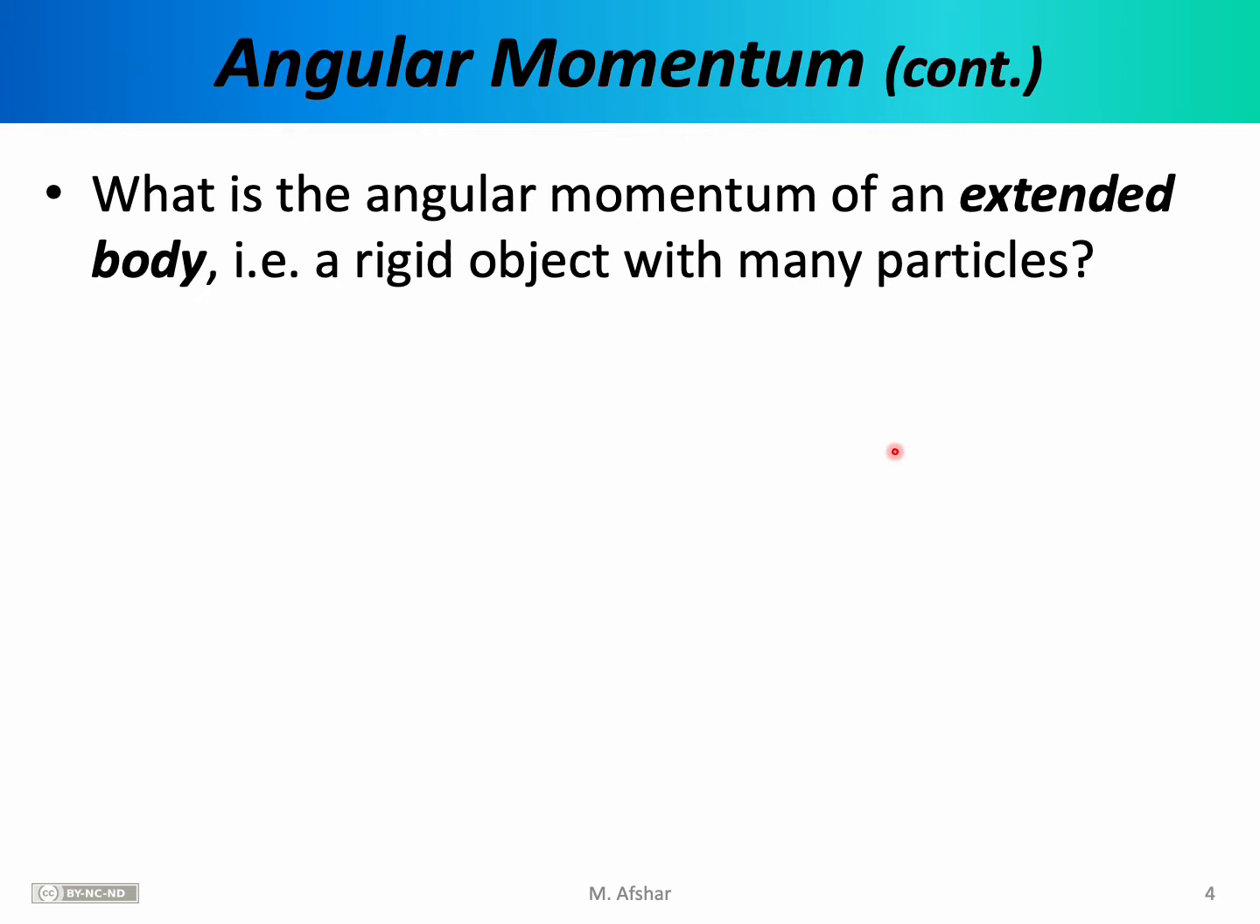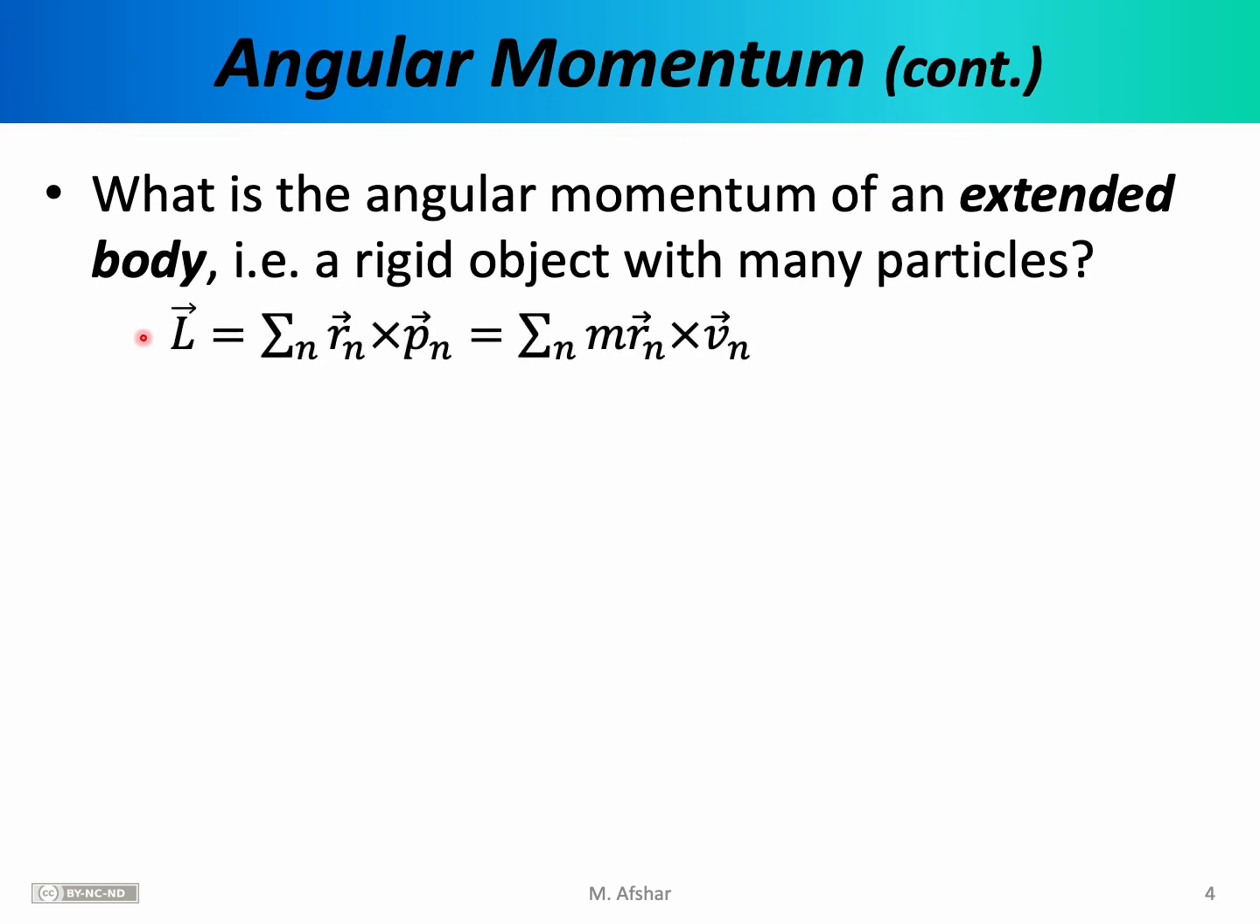So on the previous slide, we examined the motion of a point particle, and we found that there is a special quantity that is conserved. We termed that quantity angular momentum, and we found that for a point particle, the angular momentum is R cross P. The question now is, what is the angular momentum of an extended body? In other words, if you have an object, a large object that consists of many particles or many atoms, how do we figure out this conserved angular momentum quantity for this extended body?